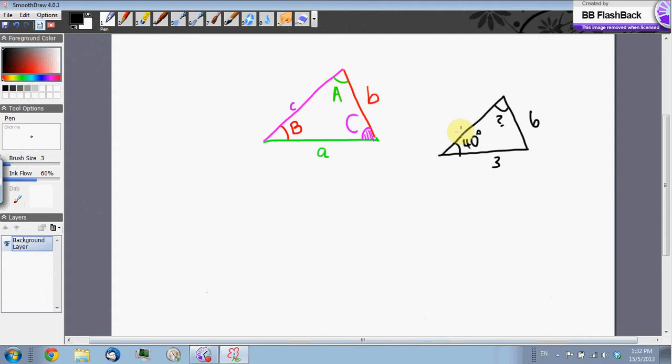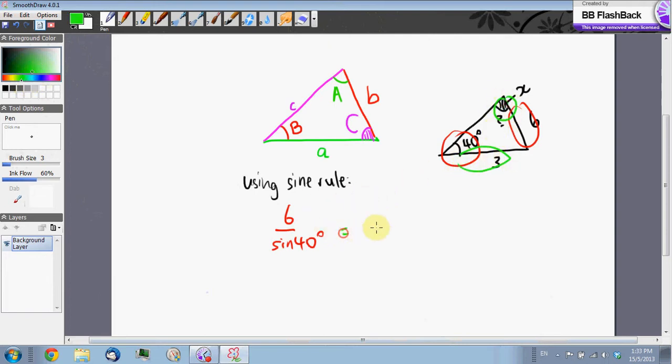Same thing using the sine rule. You can see that again, red is to red, so 6 divided by sine 40, and I'm going to give this angle a value x that we are going to find. It's equals to green to green, equals to 3 divided by sine of x.